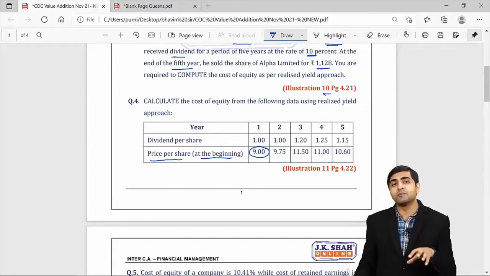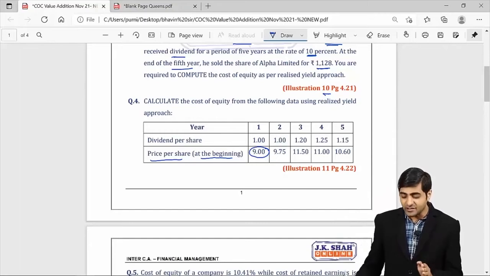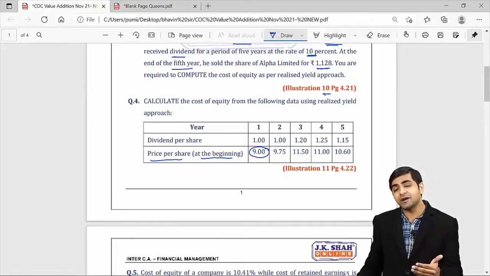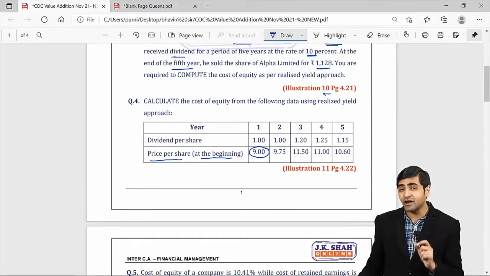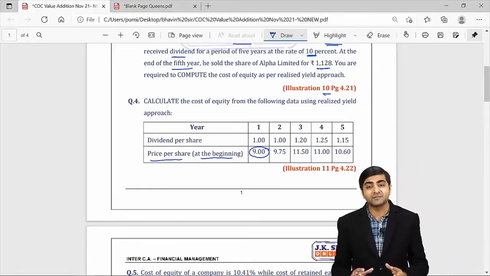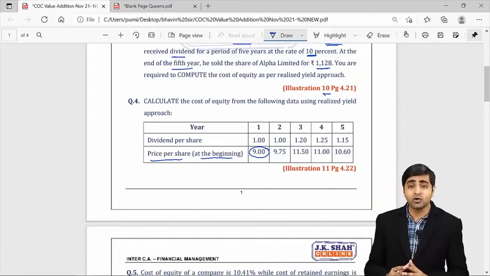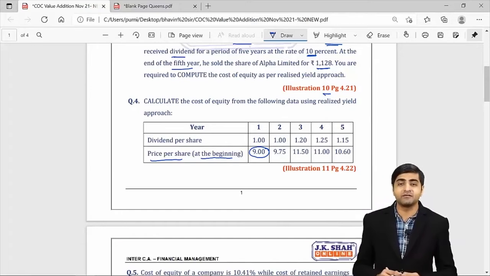Because when we are talking about the beginning of the year, it's nothing but year 0 only. So that is why at year 1 beginning, we are investing in a particular equity share at rupees 9. So that will be nothing but your present value of cash outflow from the investor's perspective. So when an investor is going to buy this particular equity share, the investor knows that from his pocket rupees 9 will go. So that's nothing but your PV of CO.